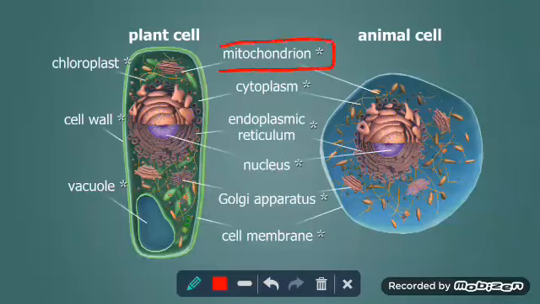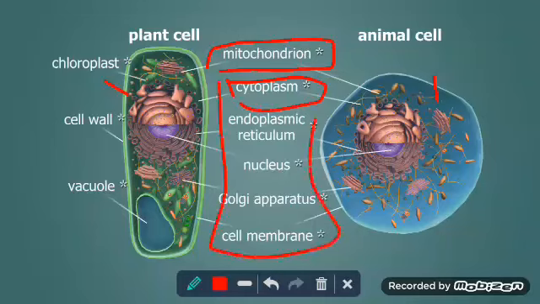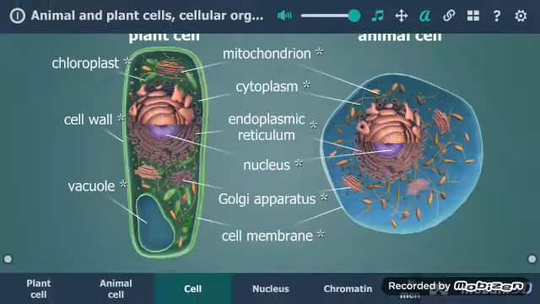The mitochondrion can be found in both plant and animal cell. Cytoplasm as well can be found. So what you have here are what they have in common, the similarities between plant and animal cells. They can be found in plant cell and are as well found in the animal cell.